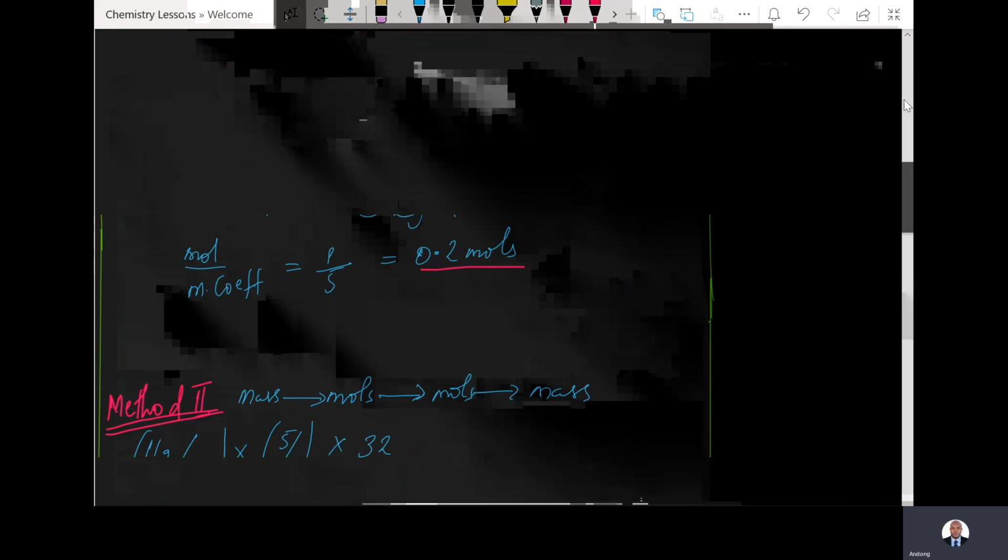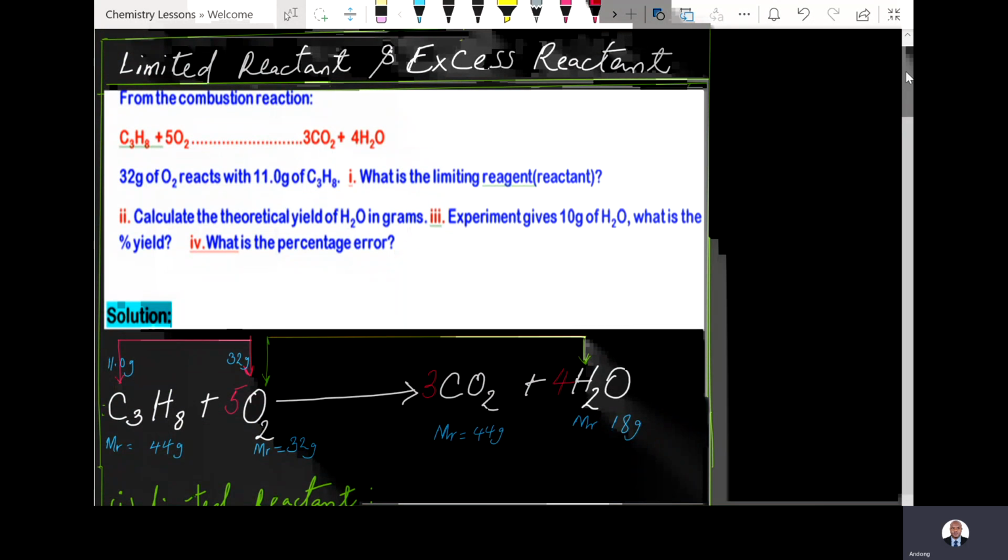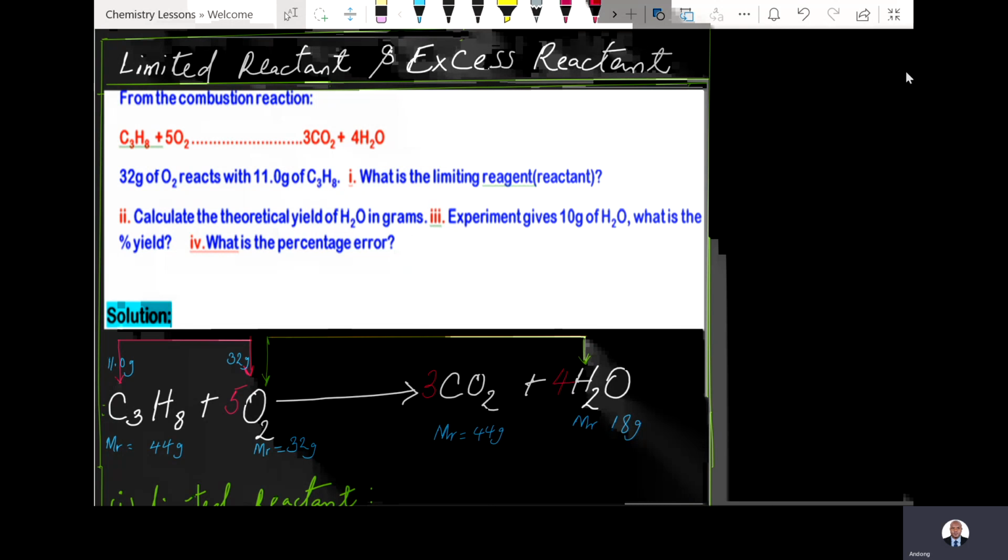A recap. One, a limiting reactant or a limiting reagent is the one that is used up or runs out first in a chemical reaction. Then an excess reagent or reactant is that which will remain after the limiting reagent has been used up. Secondly, you can calculate the product or the yield, but from a limiting reagent. You use the limiting reagent in calculating the yield. Thirdly, the percentage yield is the actual yield divided by the theoretical yield times 100.